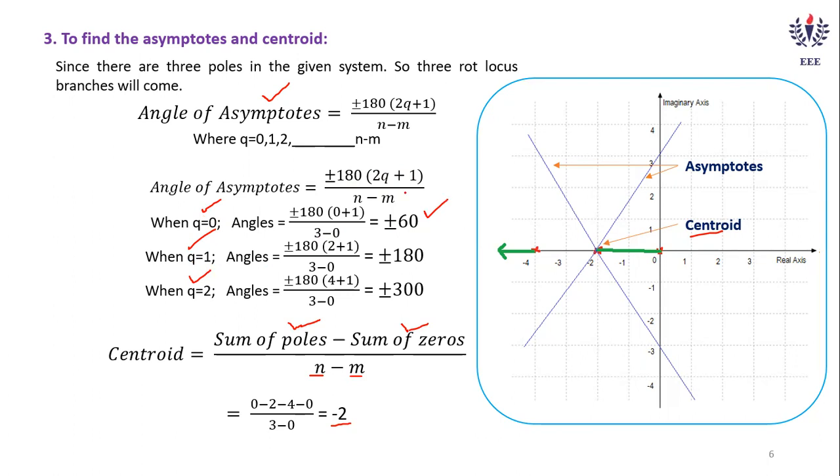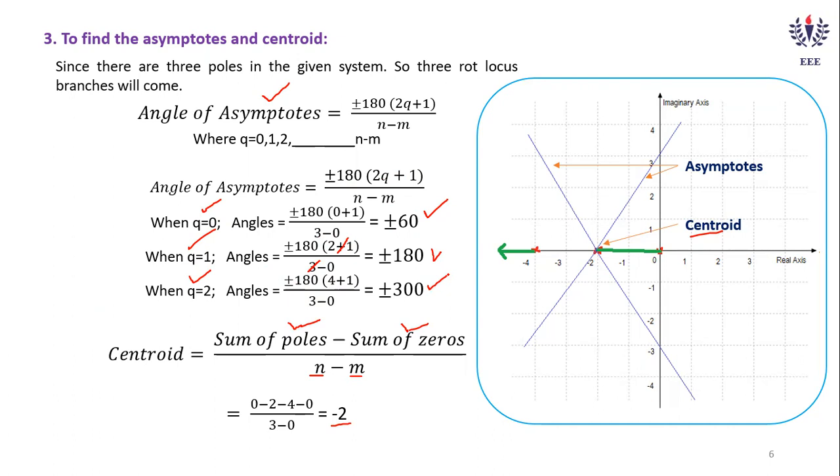Next, when q equal to 1, 2 plus 1 is 3, so plus or minus 180 into 3 by 3. The 3 and 3 cancel, and we get plus or minus 180. Next, when q equal to 2, 2 into 2 is 4, plus 1, so plus or minus 180 into 5 by 3. 6 into 5 is 30, so plus or minus 300 will be the angle of asymptotes.